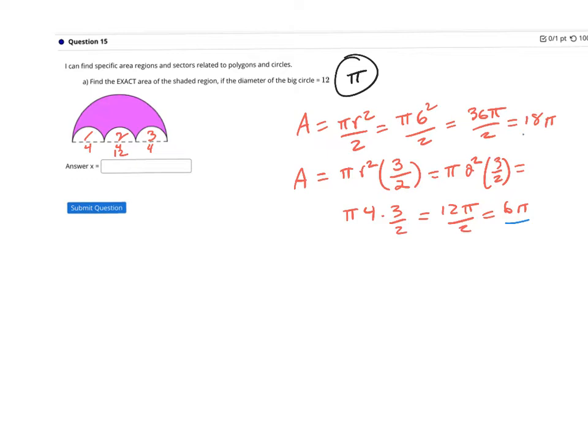The area of the one big half circle is 18 pi. To find the area of the shaded region, I do 18 pi and subtract 6 pi, which will leave me with 12 pi.